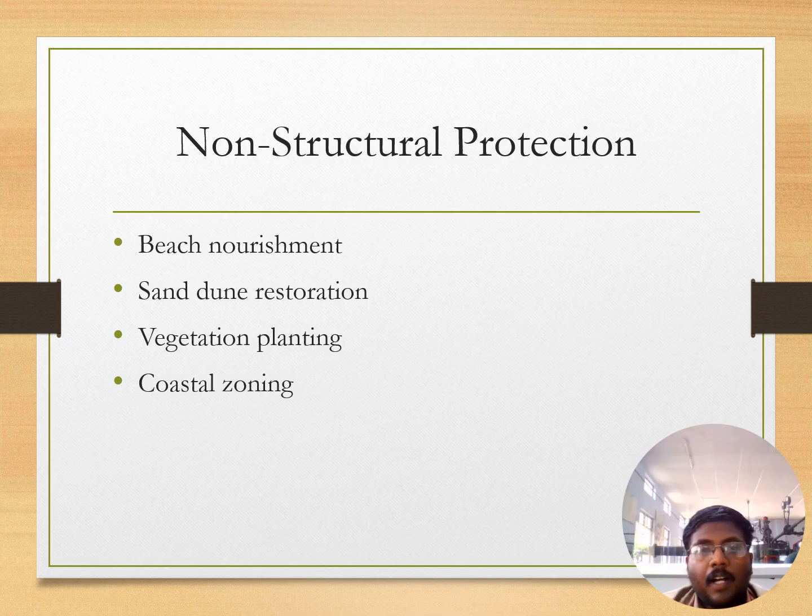Next we see about the non-structural protection. There are four different types of non-structural shore protection methods. They are beach nourishment, sand dune restoration, vegetation planting, and coastal zoning.